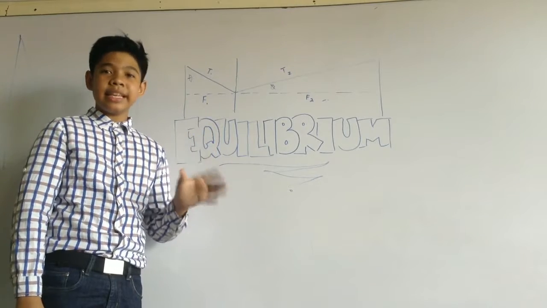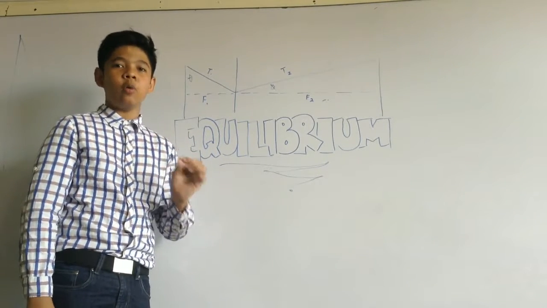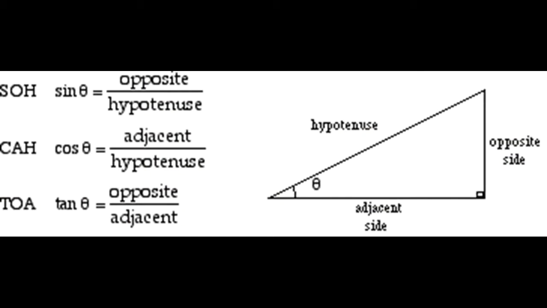SOH: sine is equal to opposite over hypotenuse. CAH: cosine is equal to adjacent over hypotenuse. And TOA: tangent is equal to opposite over adjacent.